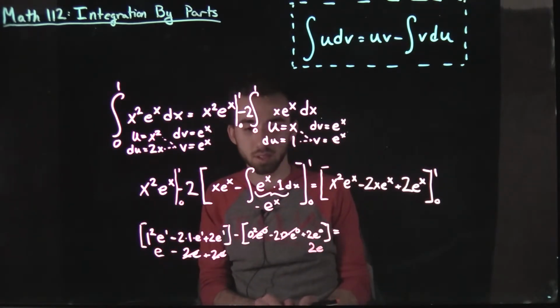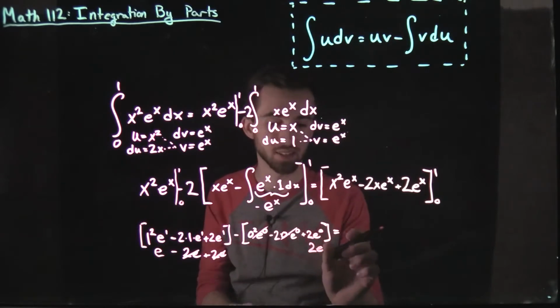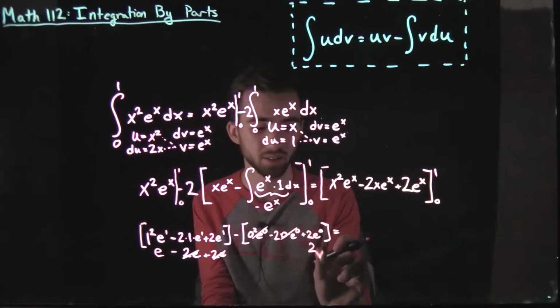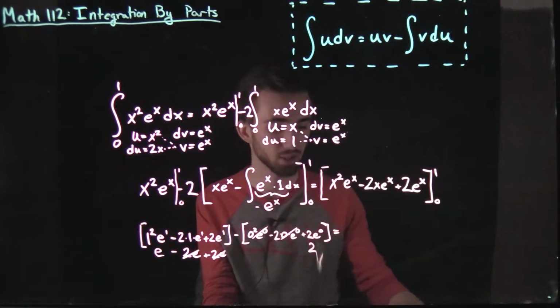So after all that, we then subtract. Oh wait, this is not 2e, my bad. E to the 0 is just 1. Oops, gonna erase that.